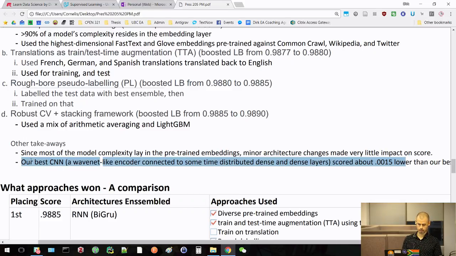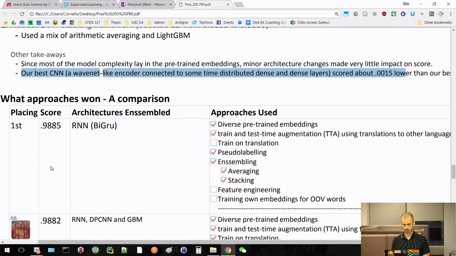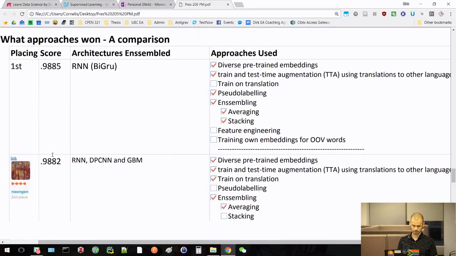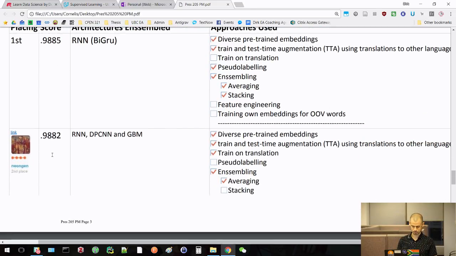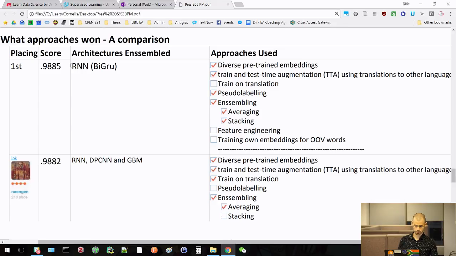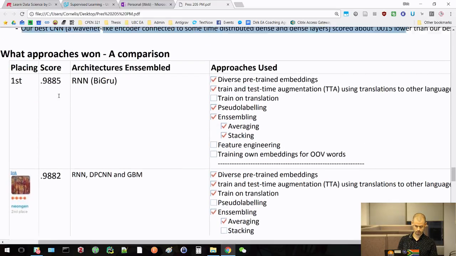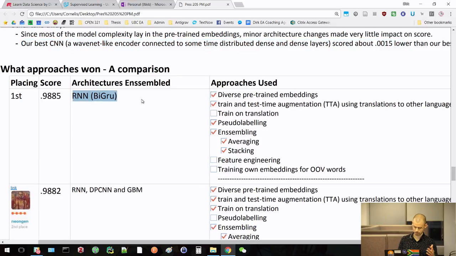Cool. So I also created a comparison of the top three. The top score, they just used the simple architecture we already talked about. Second place, they used bidirectional GRUs, I assume, and they used deep pyramid convolutional neural networks, which have these ResNet-type skip things in them, and I'm not sure about the details. And I think this might be gradient boosted machines.